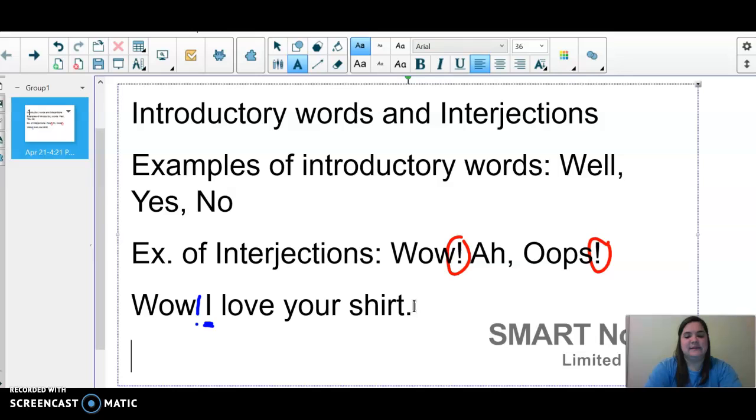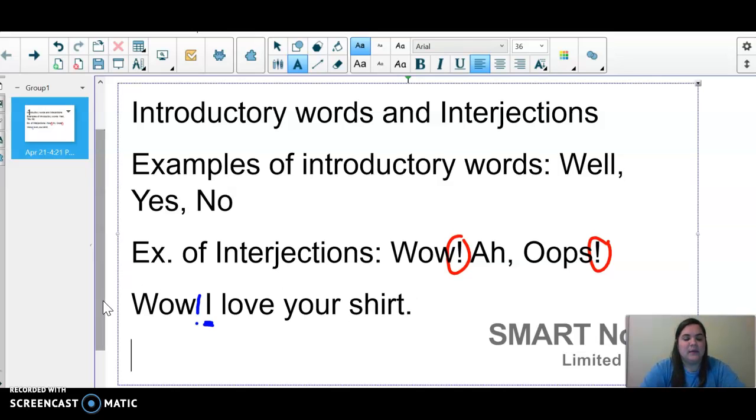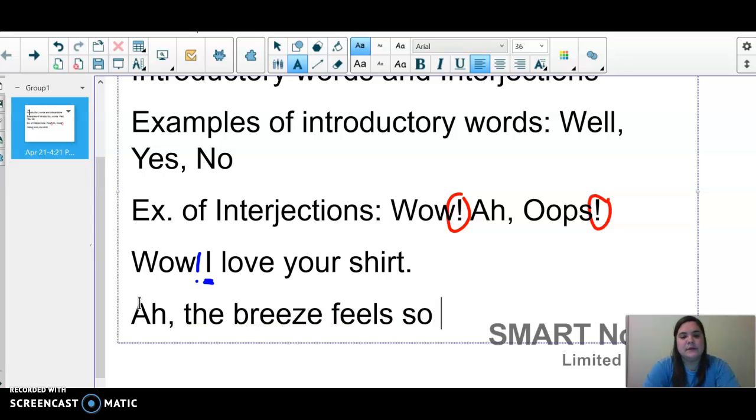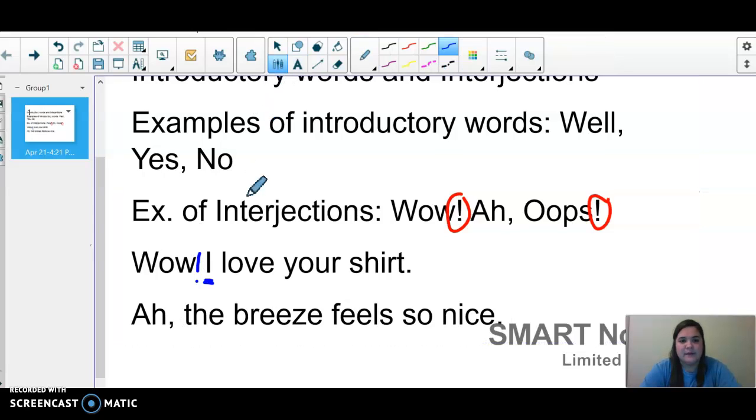So if we look at this next example and we said something like, oh, the breeze feels so nice. Notice here, when you walk outside and you're just like, oh, the breeze feels so nice. Is that word being said with a lot of emotion? Probably not. So you don't need an exclamation mark here. You just need a comma. But the important thing to remember is it does separate from the rest of your sentence.